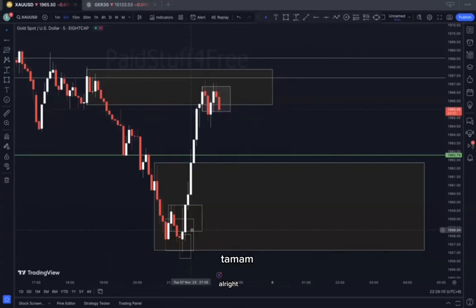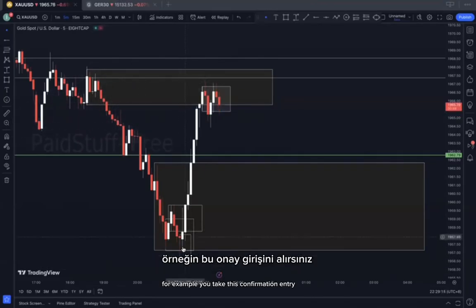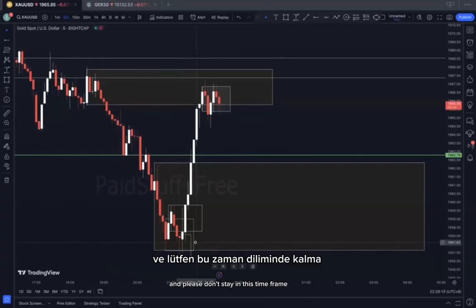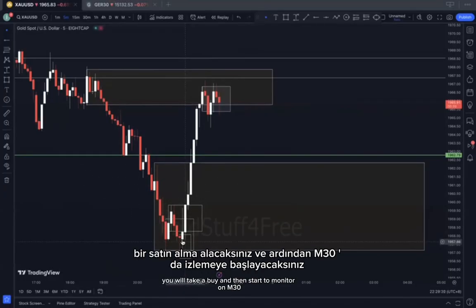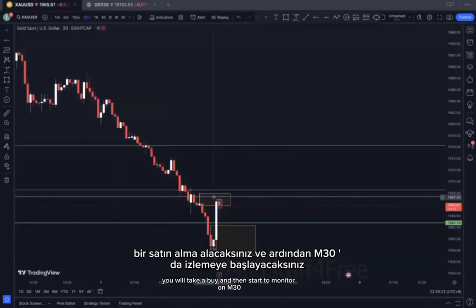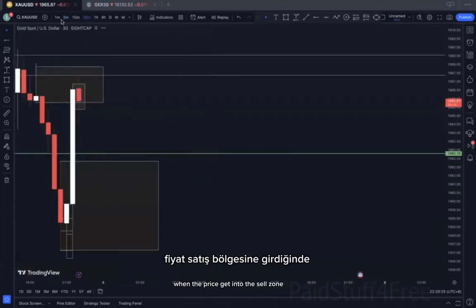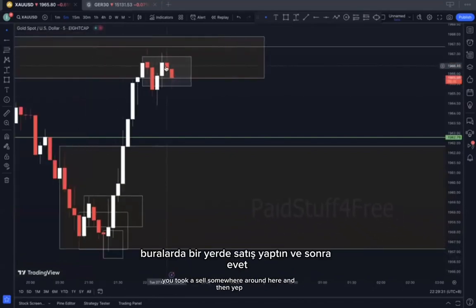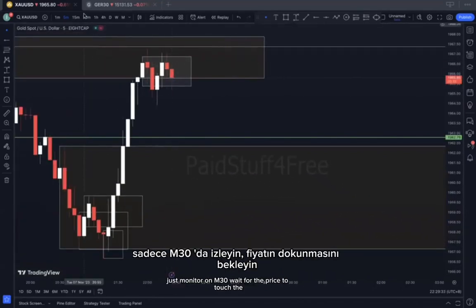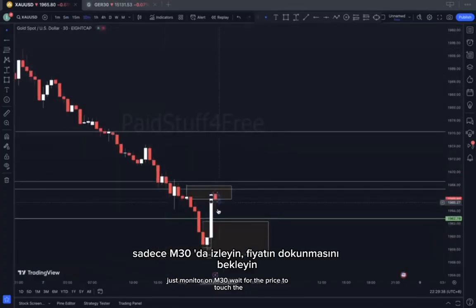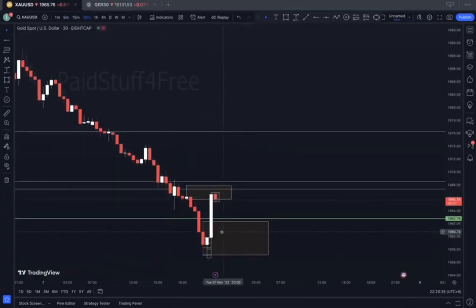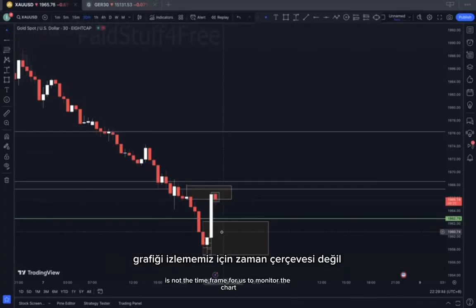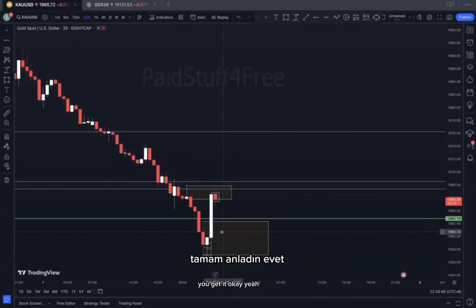One more thing that you need to understand: if you're using the confirmation entry, for example, you take this confirmation entry, please don't stay in this time frame. You take a buy and then start to monitor on M30. When the price gets into the sell zone, start to monitor on M5. And after you settle with this M5, for example, you took a sell somewhere around here, just monitor on M30 and wait for the price to touch the opposite zone, something like that. Because M5, M1, and M15 are not the time frames for us to monitor the chart. You get it? Okay.